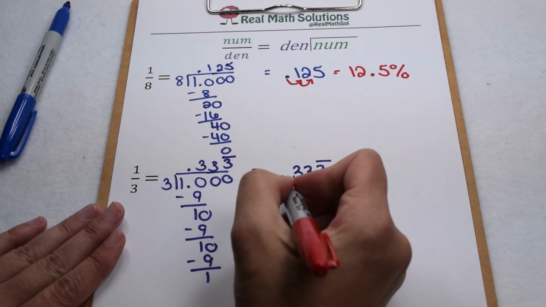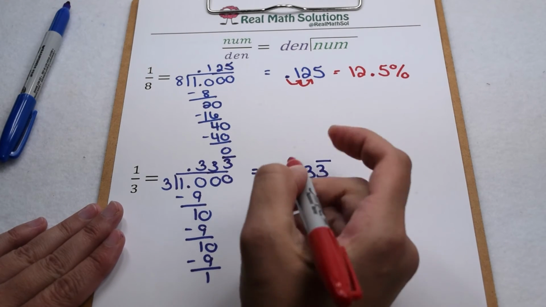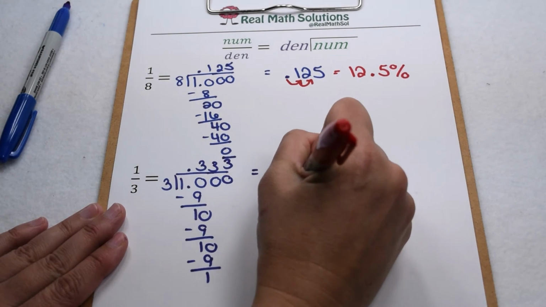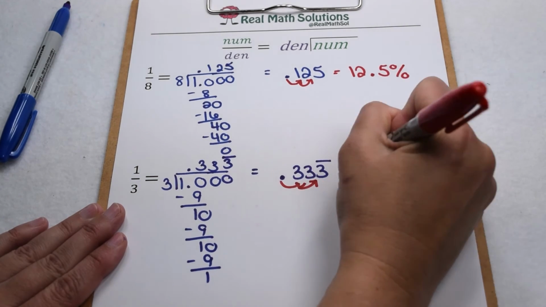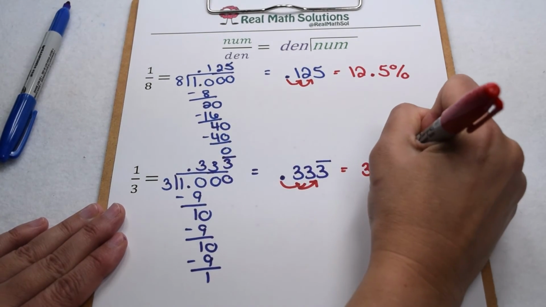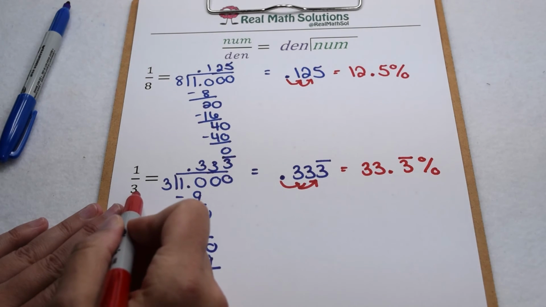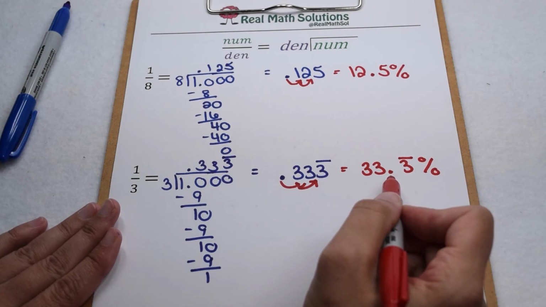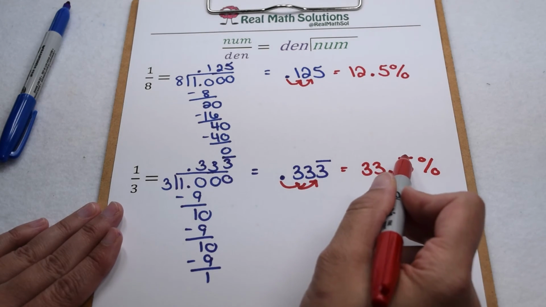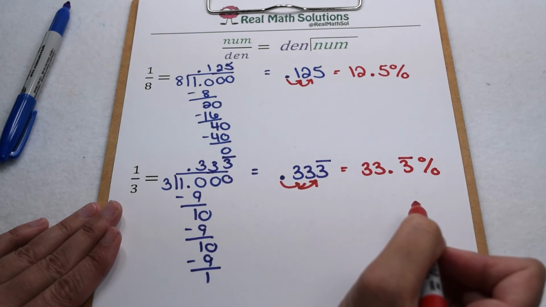Since I went out to the thousandths place, that gives me enough digits to multiply by 100, which will move my decimal 2 places to the right, and it allows me to see that my pattern is still repeating. So 1/3 as a percent is going to be equivalent to 33.3 repeating percent, and we're going to keep the repeat bar over our pattern after the decimal.